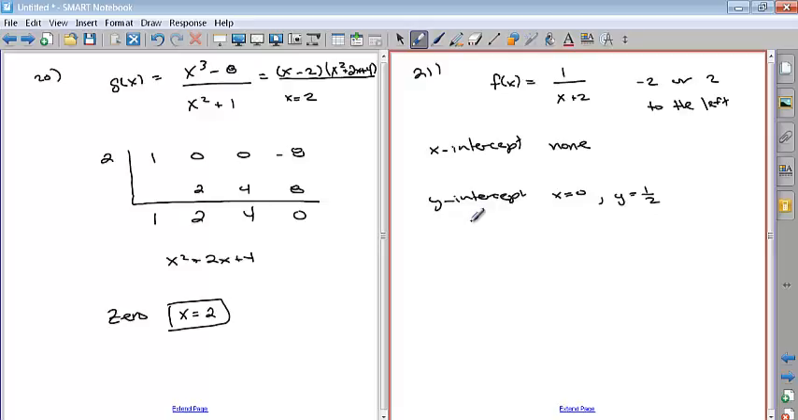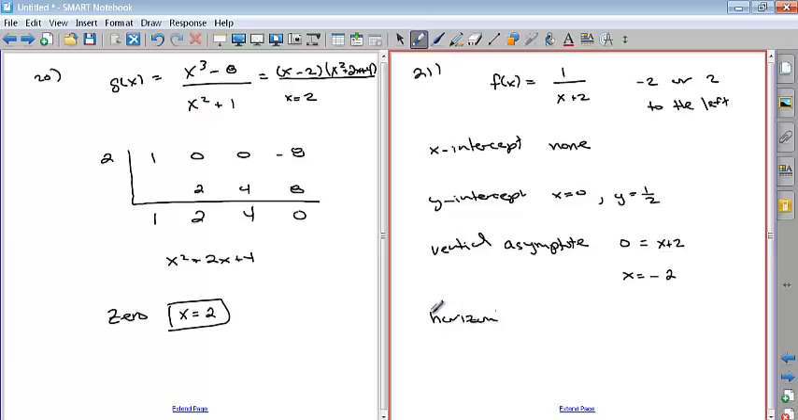Find any vertical or horizontal asymptote. So the vertical asymptote is where the denominator equals 0. So you set x plus 2, the denominator, equal to 0. That gives you x equals -2. So that's the vertical asymptote.